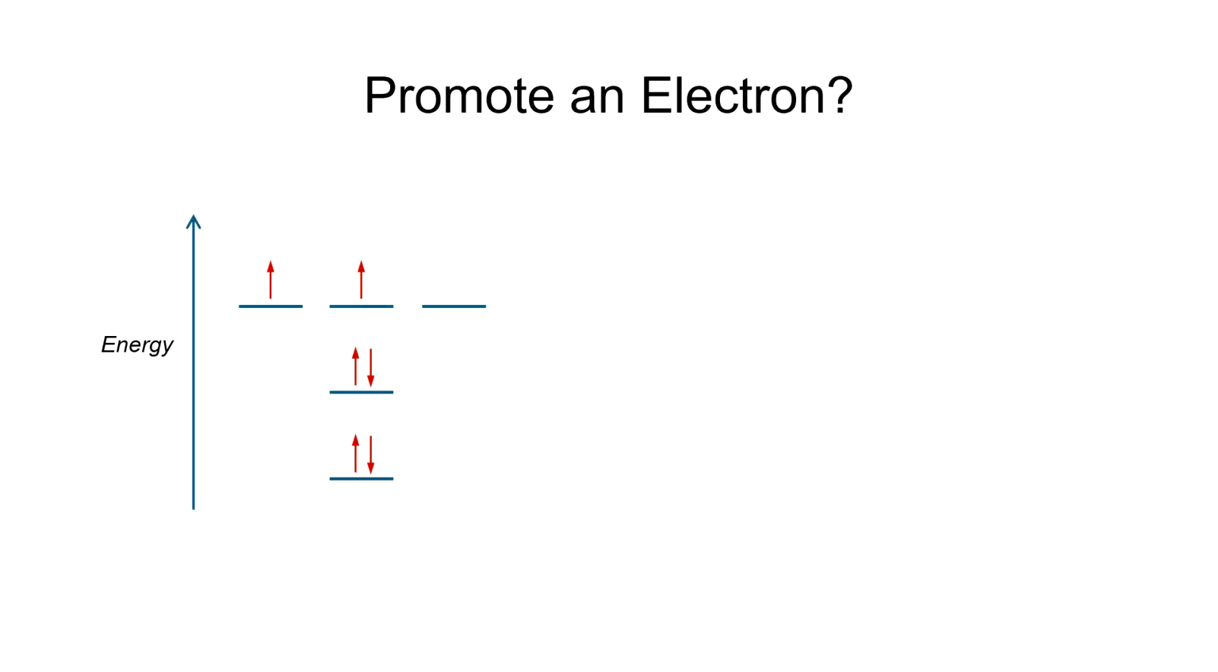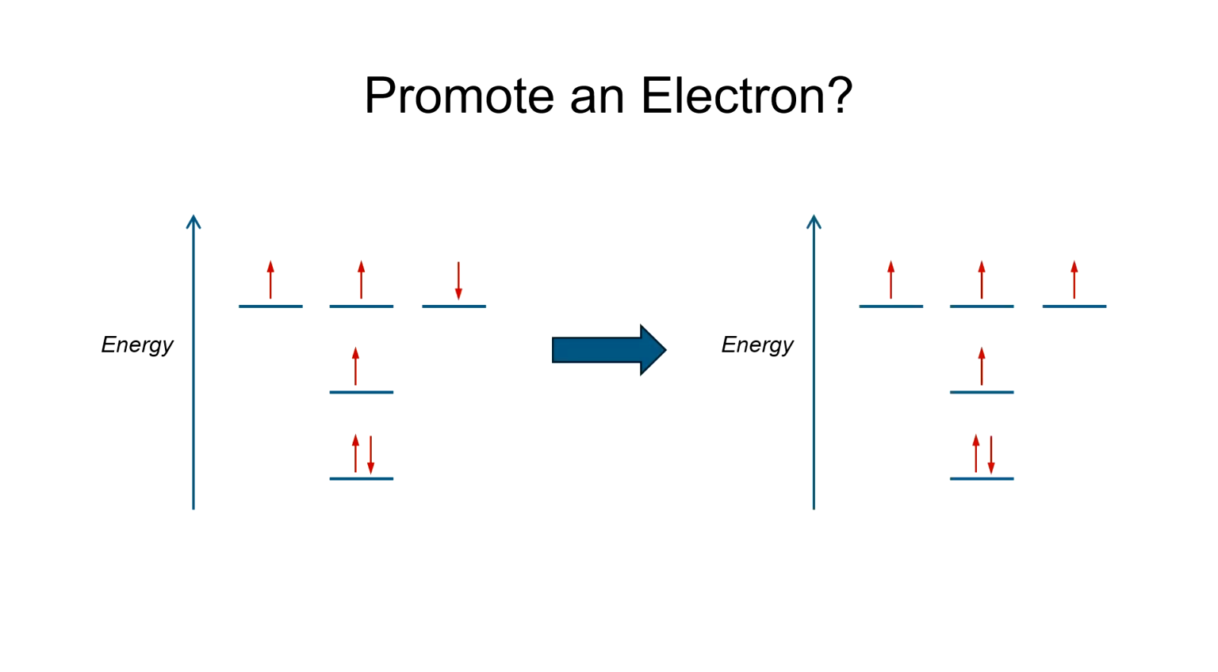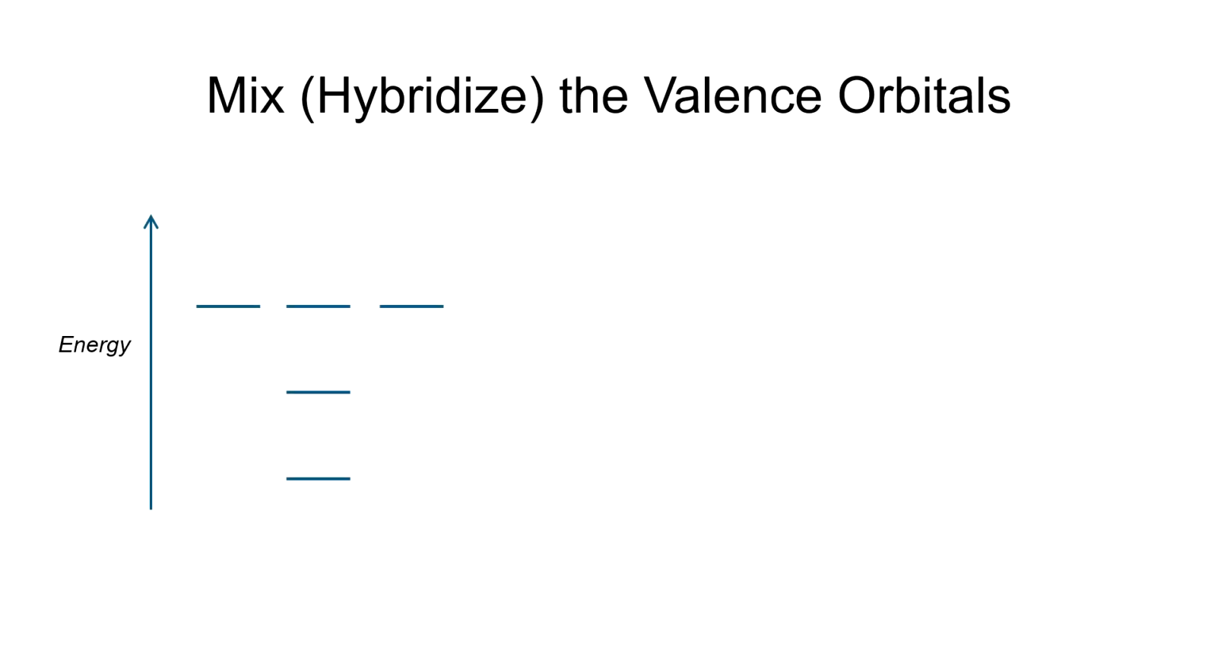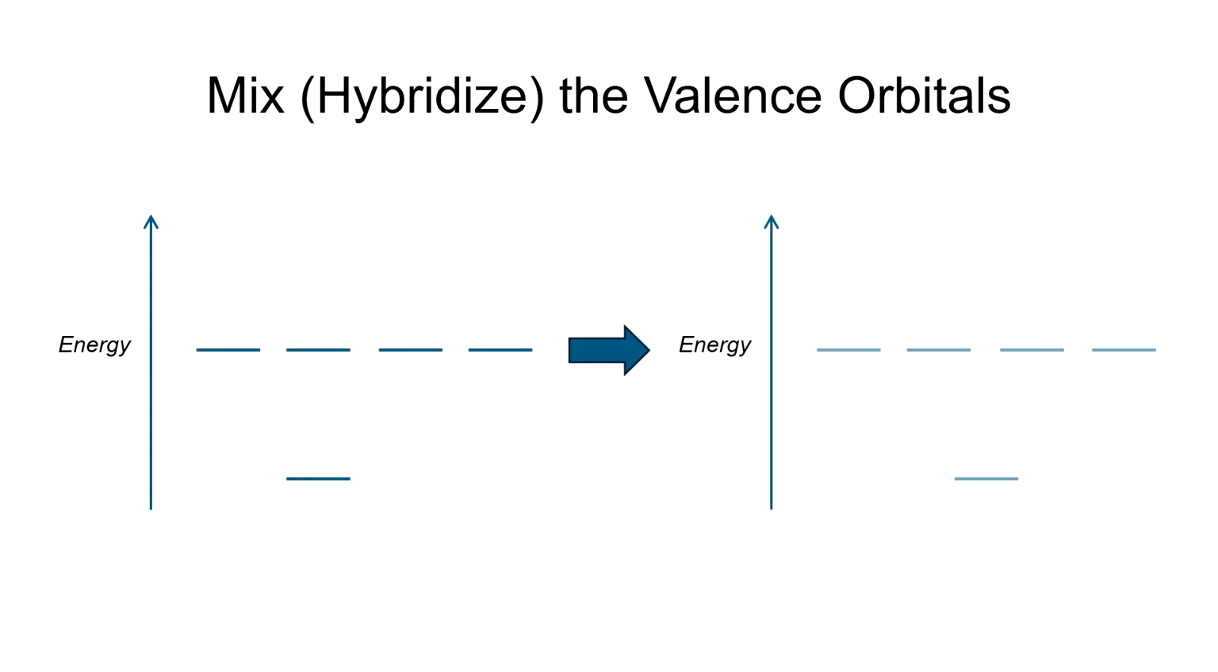What if we take one of the 2s electrons and promote it up to the 2p level? This gives us 4 unpaired electrons for bonding, but they are not equivalent in energy yet. Instead, we can mix the s and p orbitals, which is 4 in total, and come up with 4 so-called hybrid orbitals that are equivalent in shape and energy, with their average energy being somewhere between s and p.